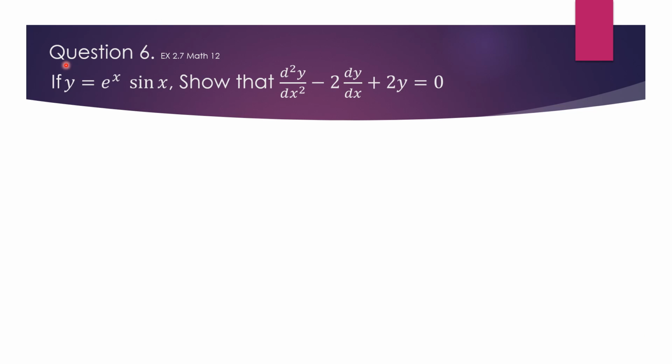So this is question number 6, exercise 2.7, Math 12. If y is equal to e power x sin x, show that d2y over dx square minus 2 dy by dx plus 2y equal to 0.